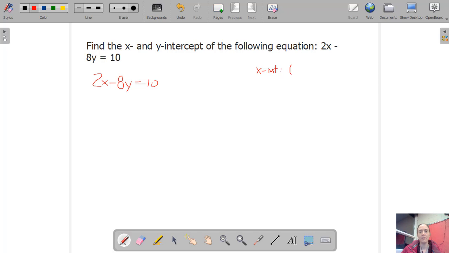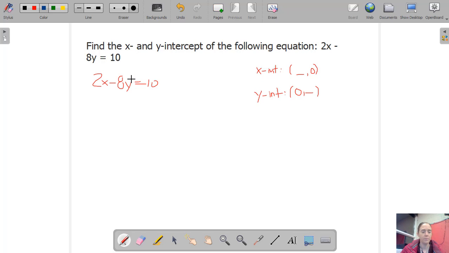Okay, so when you are finding x and y intercepts, so my x-intercept, that means you're going to have some number for x, and then your y will be 0. Okay, so then your y-intercept means that your x will be 0, and you'll have some number there for y. So we'll find the x-intercept first.